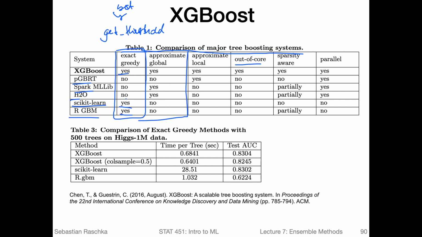Yeah, it also supports out-of-core learning. Out-of-core means that we don't have to have the whole dataset in the memory. If the dataset is large, it supports having them on disk. So at least that's what out-of-core usually means.